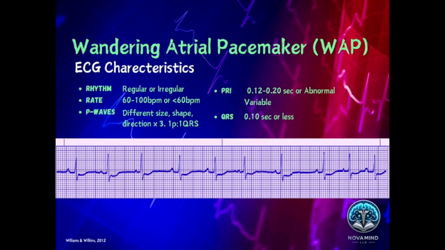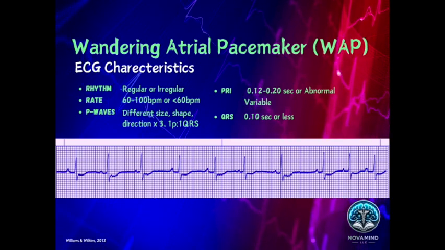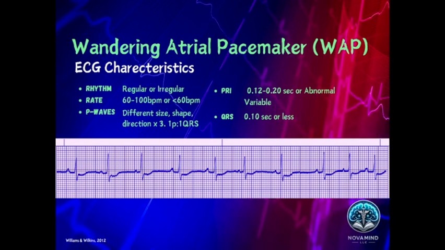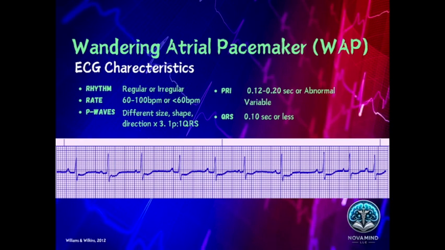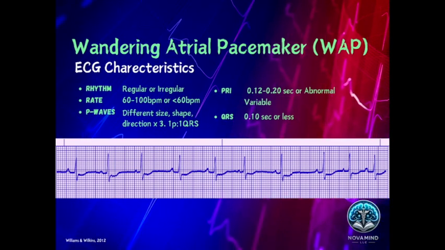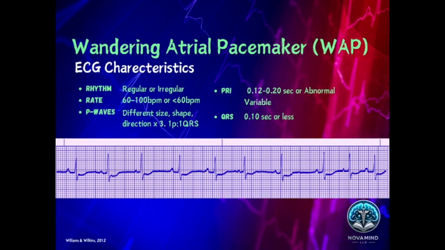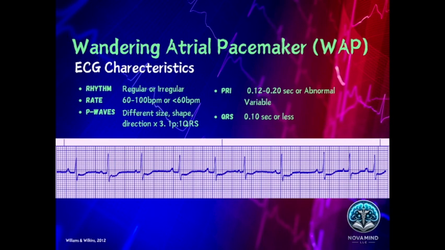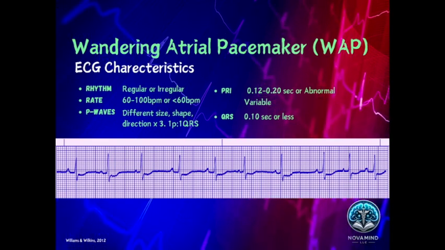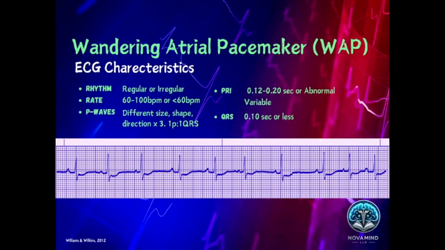On the ECG, wandering atrial pacemaker may have an irregular or regular rhythm. The heart rate is going to be between 60 to 100 beats per minute, or sometimes less than 60 beats per minute. It will have 3 or more distinct P wave morphologies. It will have variable PR intervals as the pacing shifts between different sites within the atria. The QRS is most likely to be normal at 0.10 seconds or less.